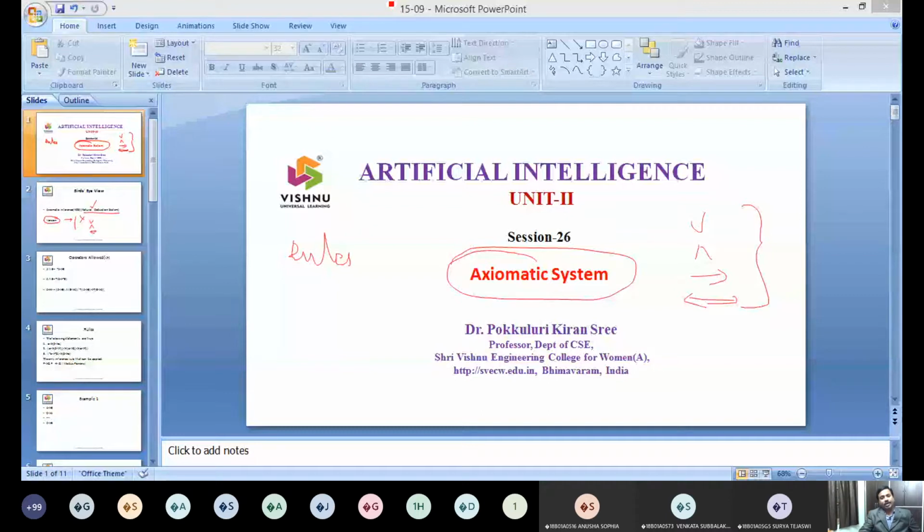Can somebody tell me what is the output of an inference management system? Please unmute yourself and try to answer this query, then we'll proceed. What is the output of an inference management system?